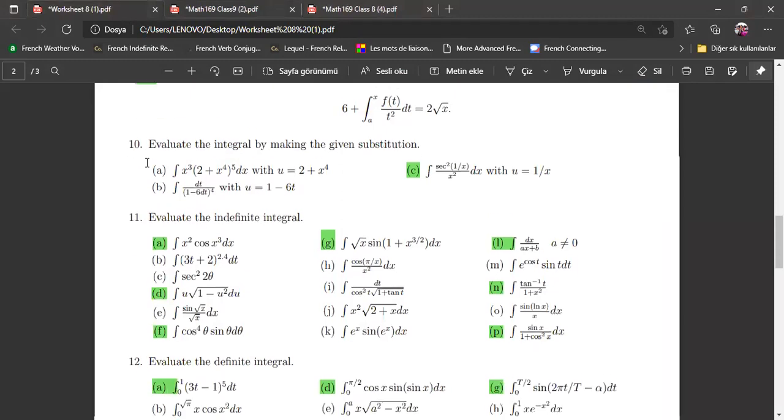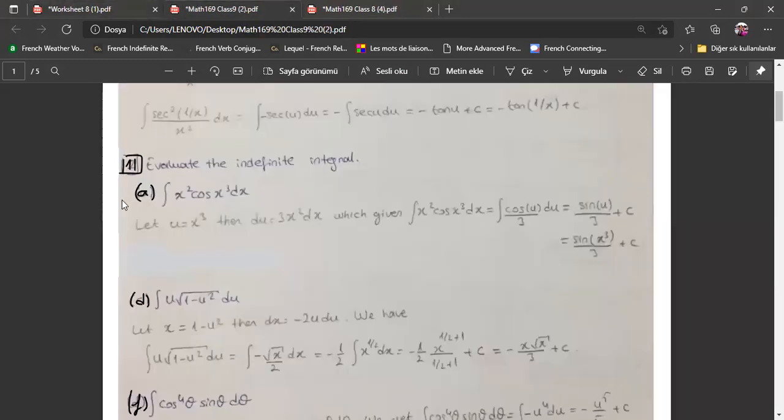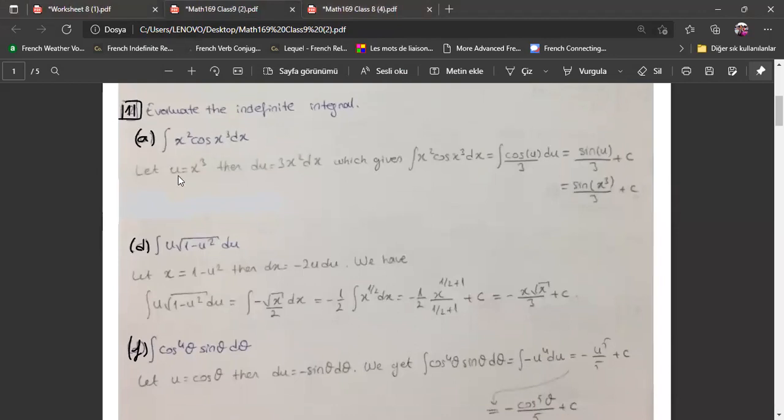All right, and this question also contains an indefinite integral, okay? So let's start with the first part. We just plug u equals x cubed, okay? In general, we start to substitute with the function inside, okay? So I recommend that you try first the function inside for substitution.